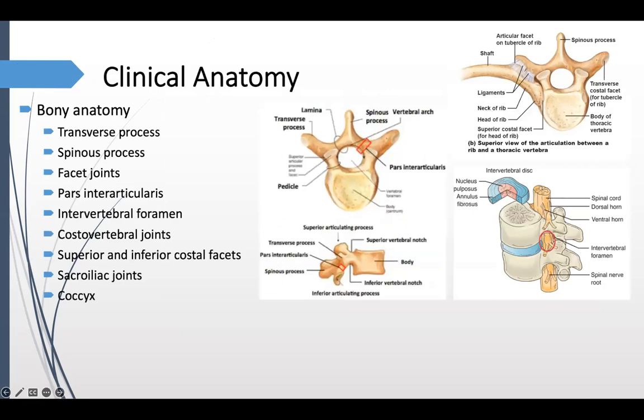Again, the key things here are looking at what things make up the actual neural arch, which is responsible for protecting the spinal cord. Even though it lives within the vertebral foramen, it's created by an arch. And so the pedicle is going to be responsible for creating the most anterior portion, and then that lamina is going to be responsible for creating that most posterior portion of the arch.